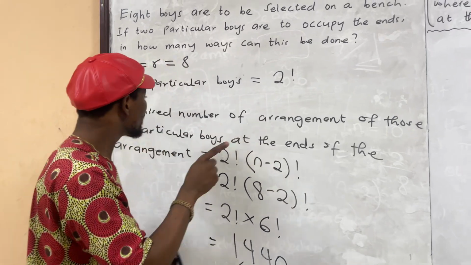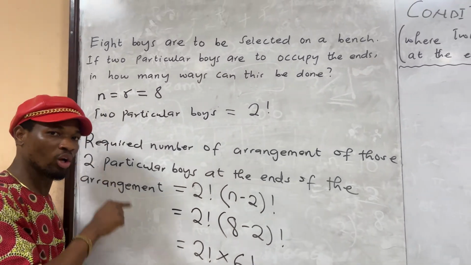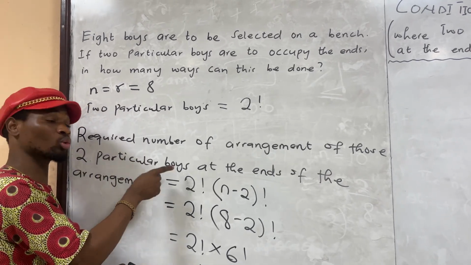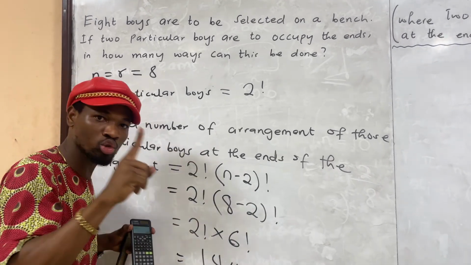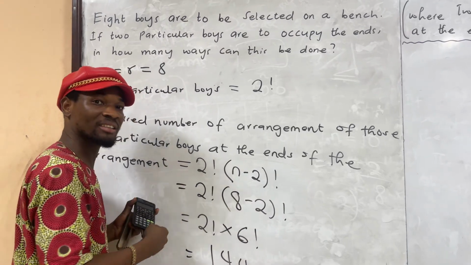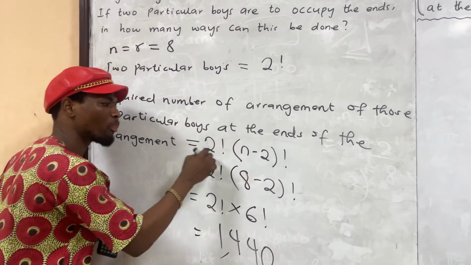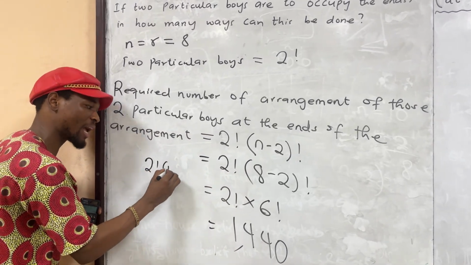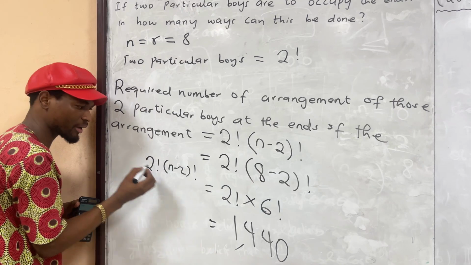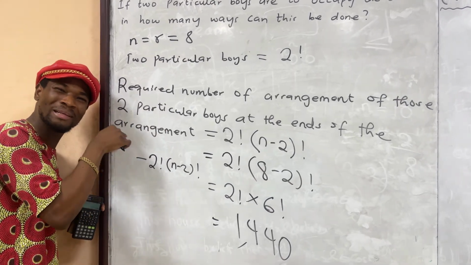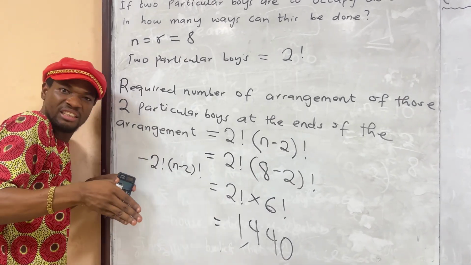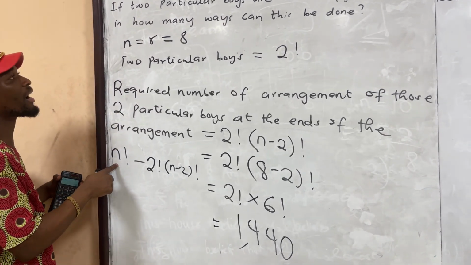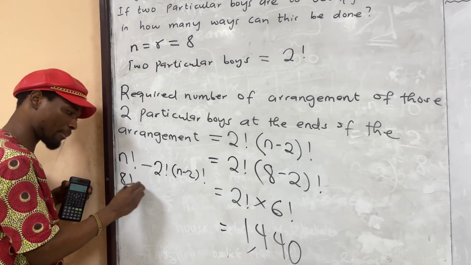Viewers, if you don't want to arrange these 2 particular boys at the ends, it goes by the formula. You just copy and paste this. We have 2 factorial times n minus 2 factorial, then minus the total number so that you get the remaining, right? So you have n factorial. So what is my n? My n here is 8 factorial, then minus.